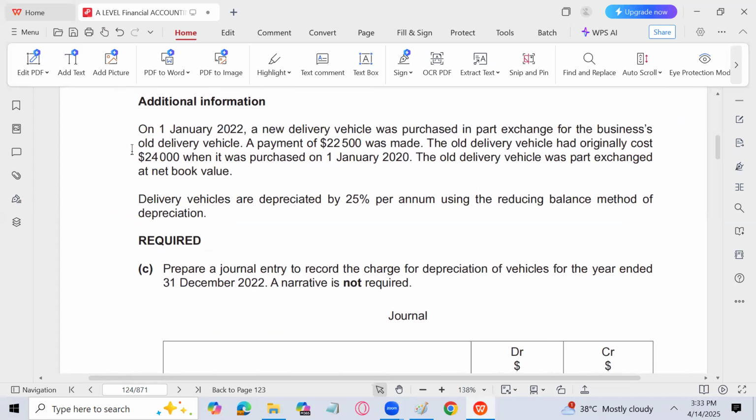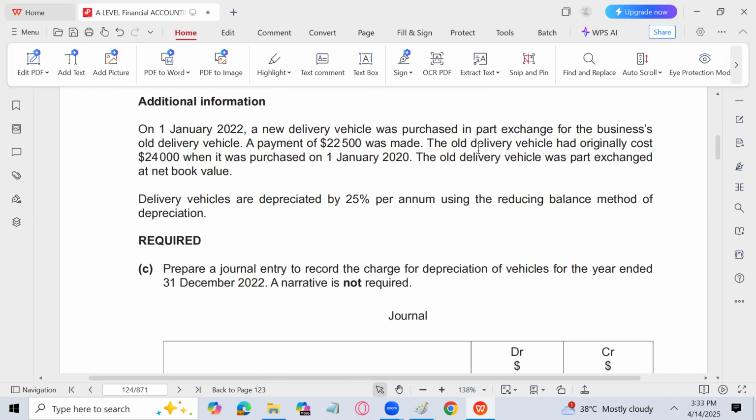So on 1st January 2022, that is a new part of the question. A new delivery vehicle was purchased in part exchange for the business's old delivery vehicle. Sir, how did you know this is a new part? Because the previous part was regarding kitchen equipment, and this is talking about a delivery vehicle, so there is no link. So you purchased the delivery vehicle on 1st January 2022 in exchange for the old vehicle.